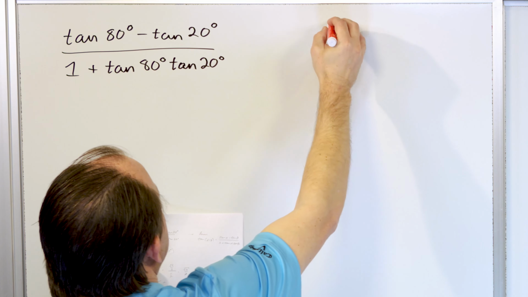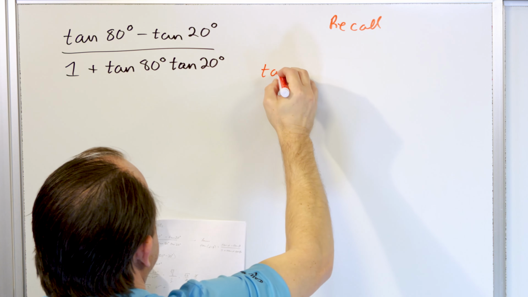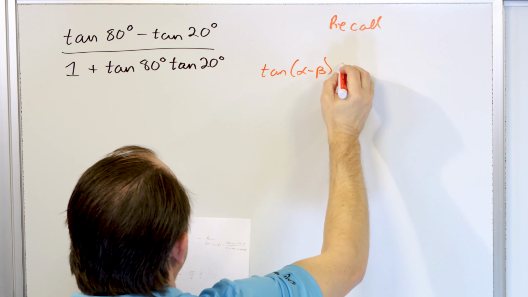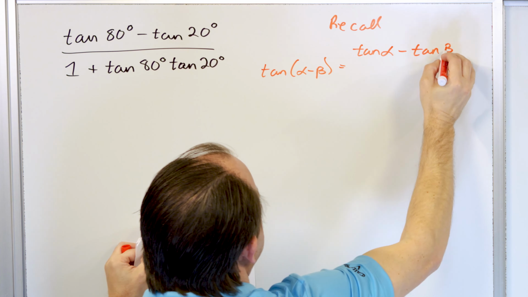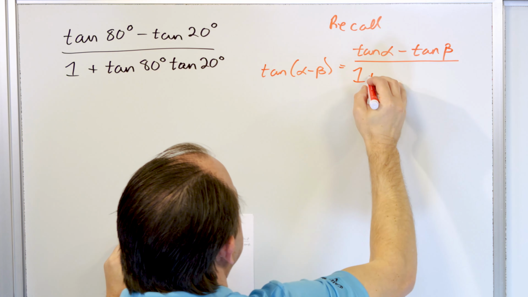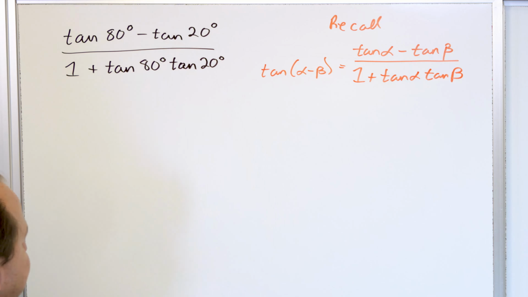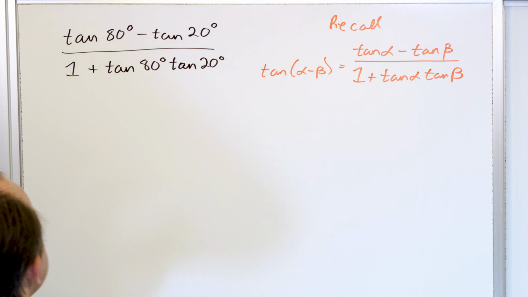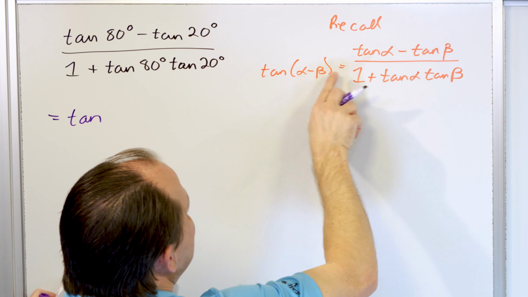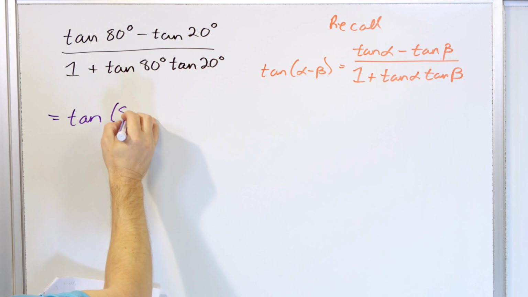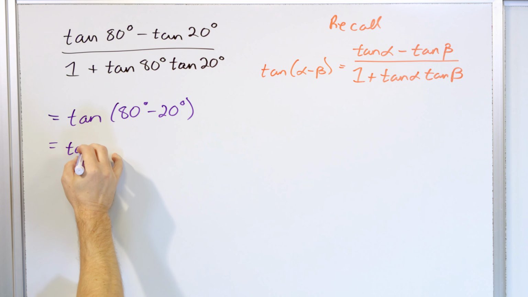All right, so I'm going to say recall, right, that we have, it's of the form tangent of alpha minus beta is equal to tangent of alpha minus tangent of beta divided by 1 plus tangent alpha tangent beta. And you can see it matches the form of it exactly. So when you have that, then you can just say that this whole thing is equal to the tangent of whatever the first angle is minus whatever the second angle is, 80 minus 20. So it'd be 80 degrees minus 20 degrees, which means it's the tangent of 60 degrees.